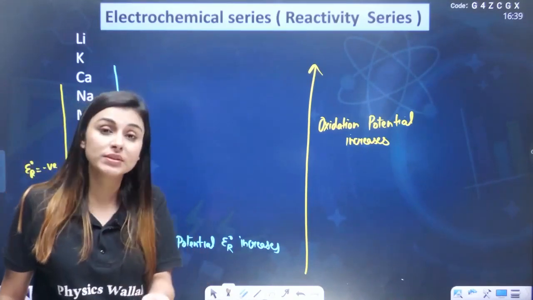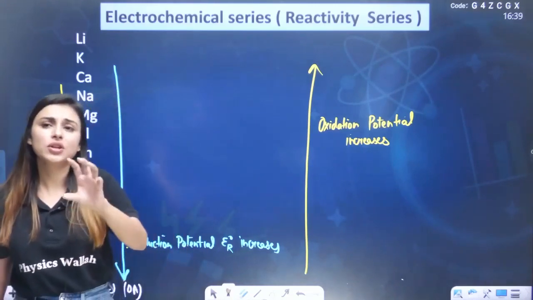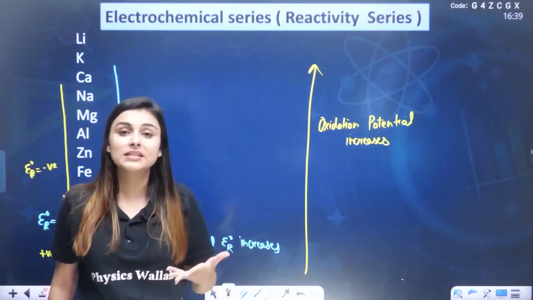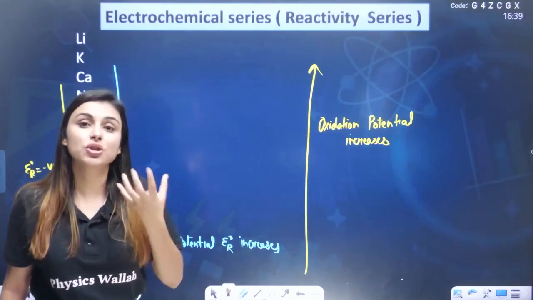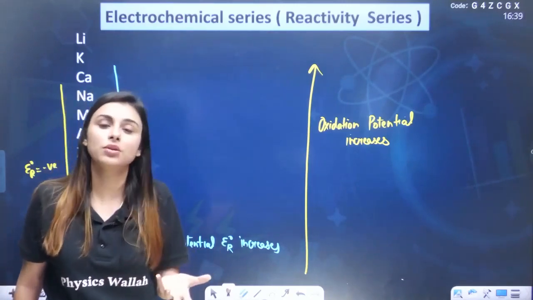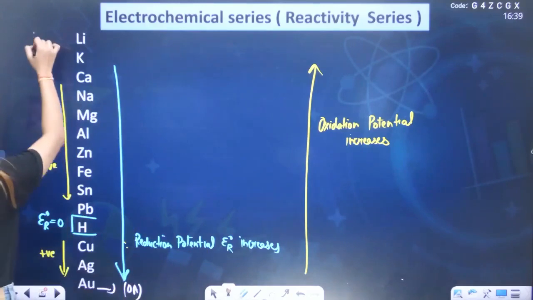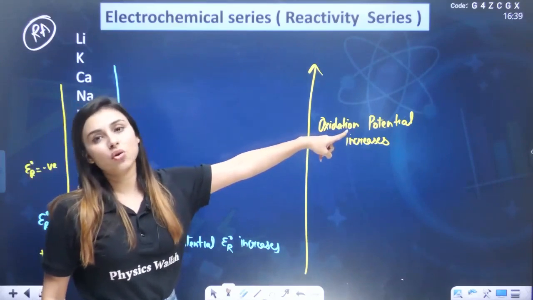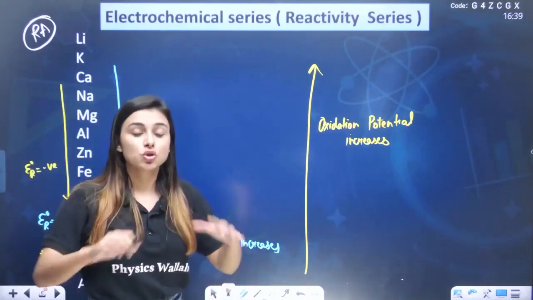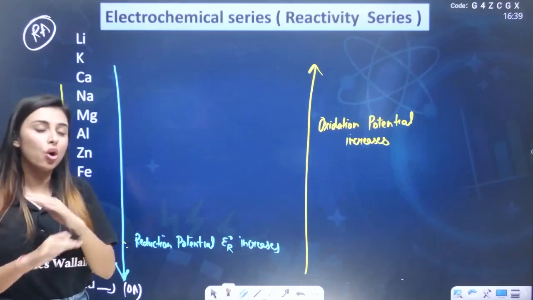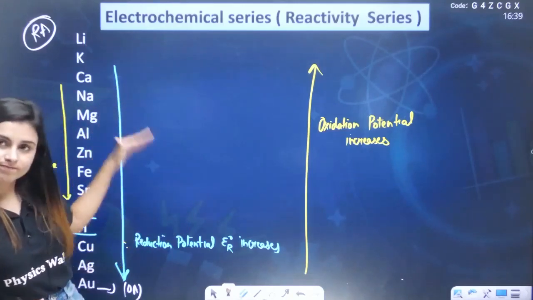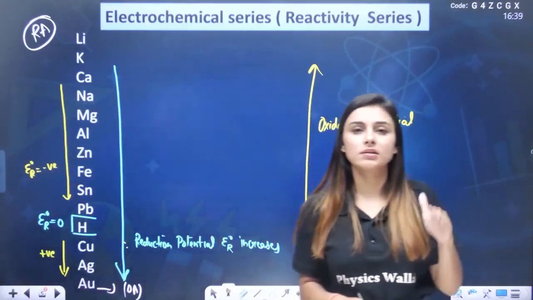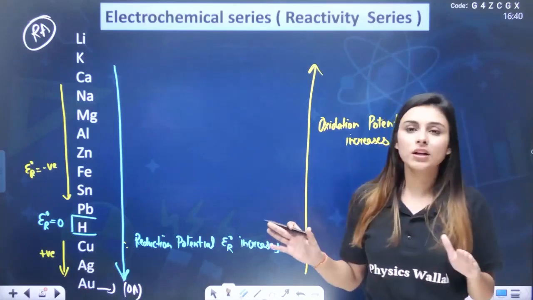And if you talk about reducing agents, then you know that a reducing agent will reduce the other and itself will get oxidized. And since it will get oxidized, it should have a higher oxidation potential. The more the oxidation potential, the better the reducing agent. So this means that here you will get the reducing agents, because from top to bottom you get higher oxidation potentials. Right? Yes. This is what you need to understand, because all of the questions are asked from this electrochemical series. This is the most important thing. I hope you are clear with this particular part.